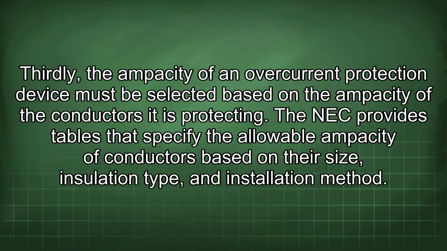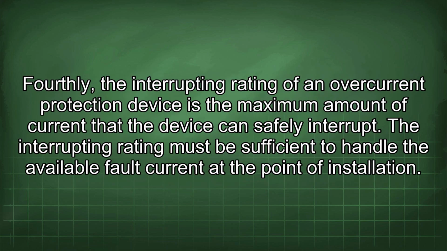Thirdly, the ampacity of an overcurrent protection device must be selected based on the ampacity of the conductors it is protecting. The NEC provides tables that specify the allowable ampacity of conductors based on their size, insulation type, and installation method. Fourthly, the interrupting rating of an overcurrent protection device is the maximum amount of current that the device can safely interrupt. The interrupting rating must be sufficient to handle the available fault current at the point of installation.